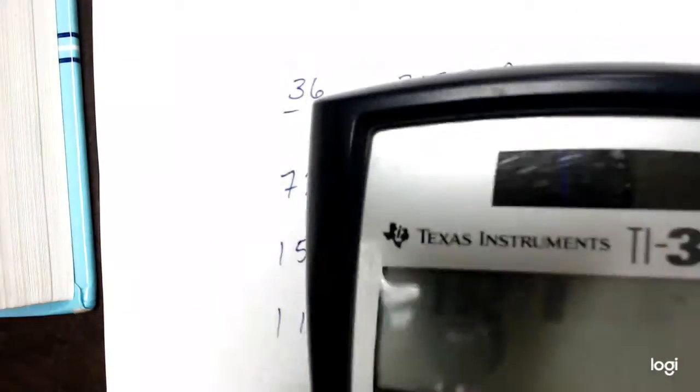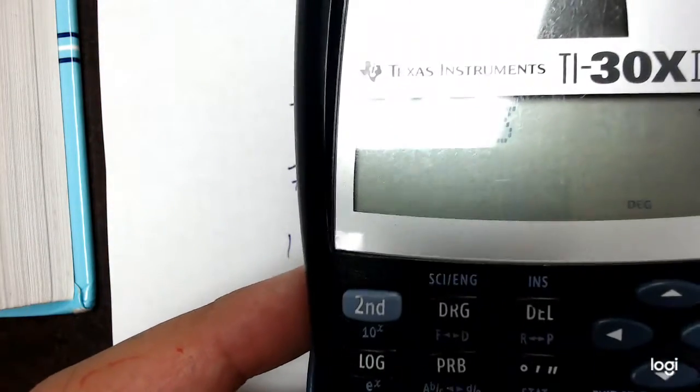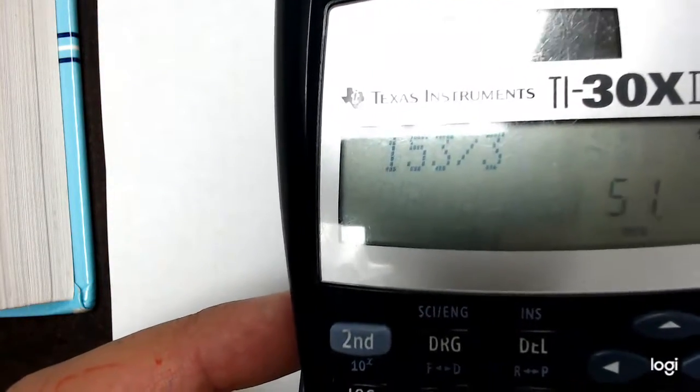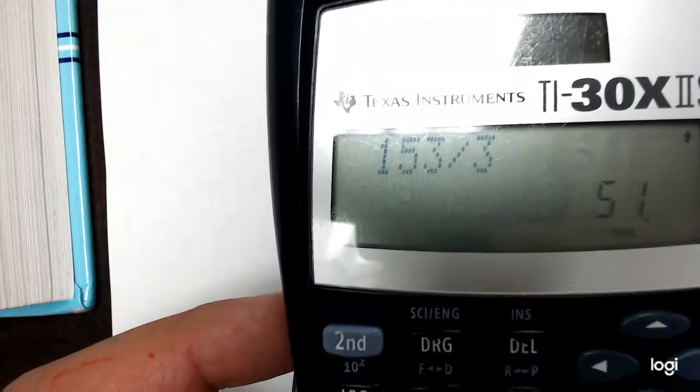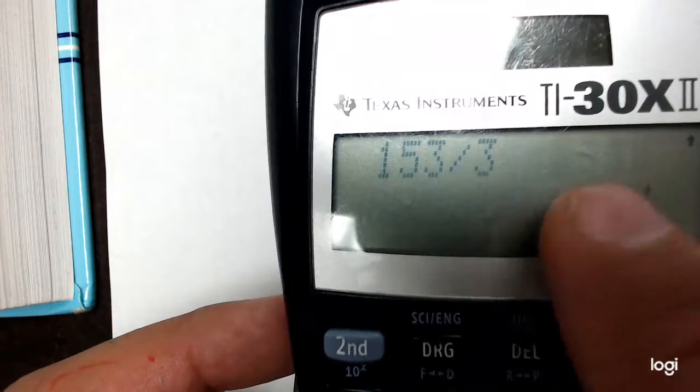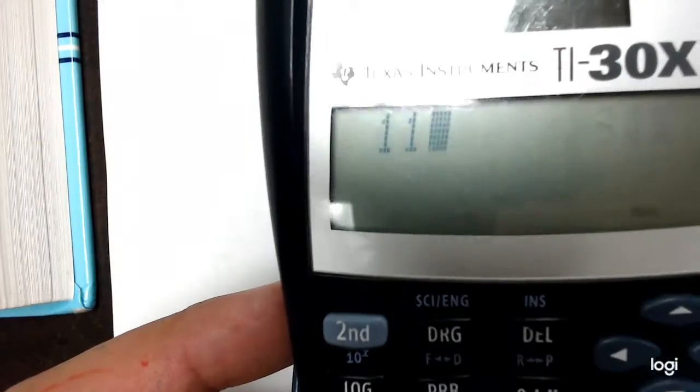If I take 153 and I divide it by 3, I get 51. It goes in evenly for a whole number. And that's what we're looking for with these divisibility rules. 3 can go into 153 evenly. Let's try 114.